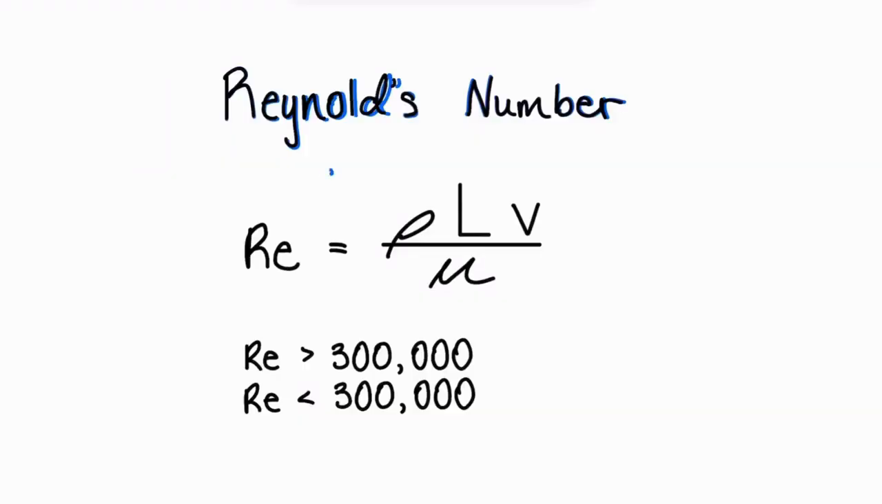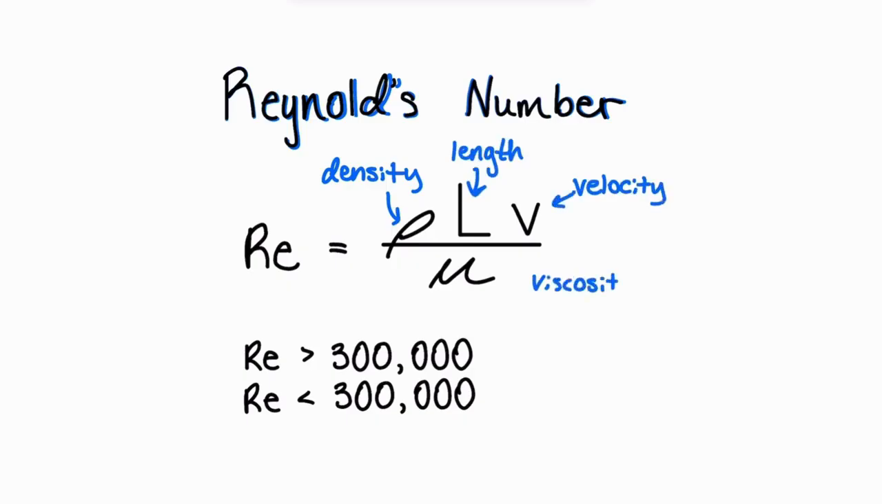The Reynolds number is the ratio relating the momentum of the fluid to its viscosity. The Reynolds number is found by multiplying the density of the fluid, ρ, by the length of the plate, L, and the velocity, v, while dividing by the viscosity of the fluid, mu. The Reynolds number defines the two types of flow: turbulent, which has a Reynolds number greater than 300,000, and laminar, which has a Reynolds number less than 300,000.